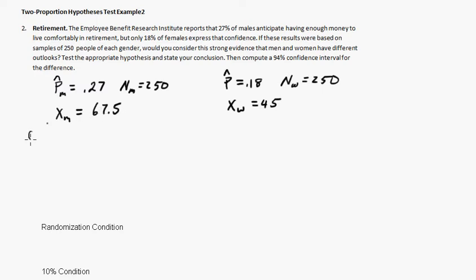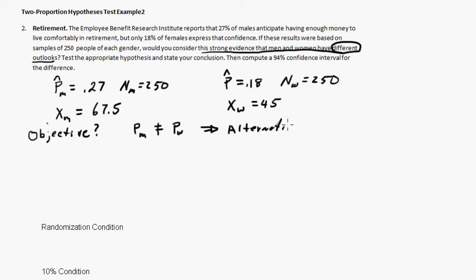So before we go much further, let's ask ourselves, what's the objective of our test? What are we being asked to do? I've noticed that they're asking us, is this strong evidence that men and women have different outlooks on their retirement? So if the true population proportion is P for men, and for women it's PW, they're asking us to prove that they're not equal. They're asking us, is this strong evidence that they're not equal? So I believe that's what we want to make as our alternative hypothesis.